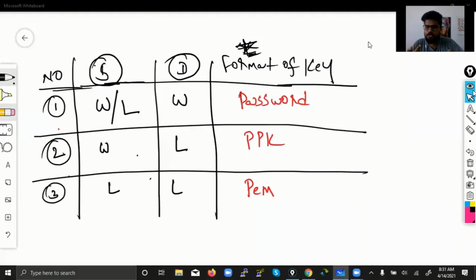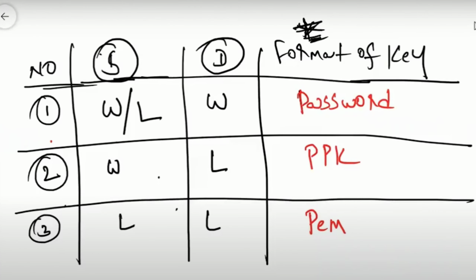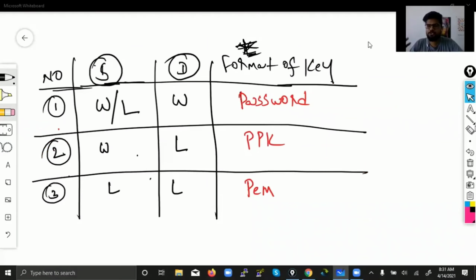Without it, you can't generate one, right? If the PEM is there, you can do anything from the PEM. You can convert PEM to password with the help of AWS. You can convert PEM to PPK with the help of PuTTYgen. But if the PEM itself is lost, you can't do anything. Okay.